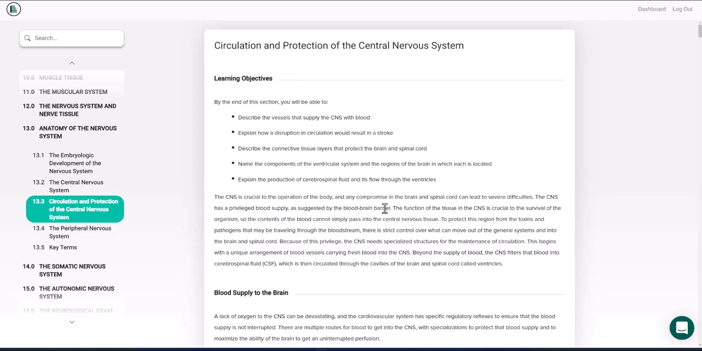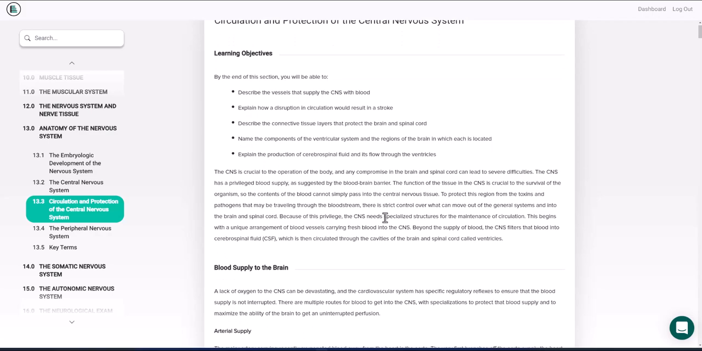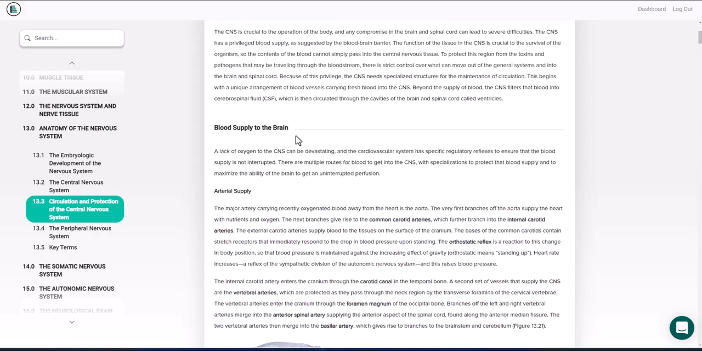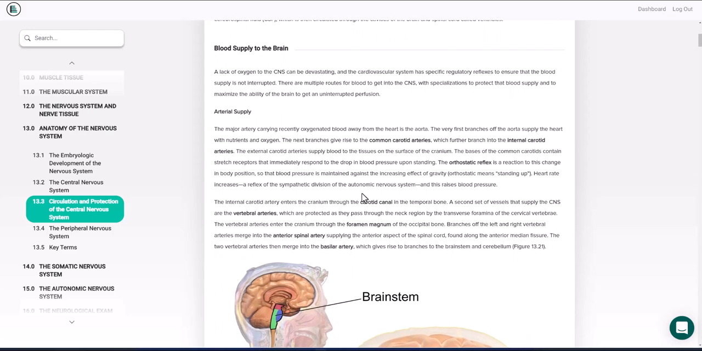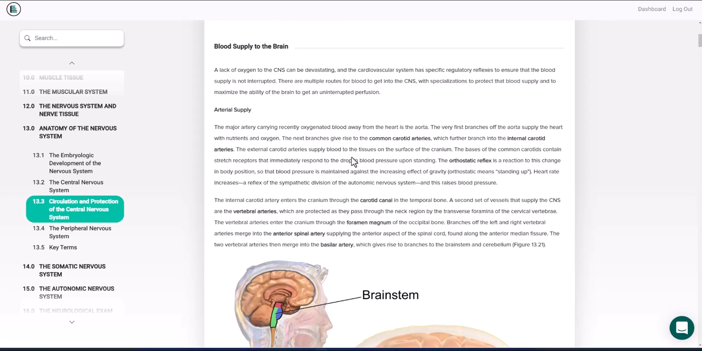And again, we're looking at how the brain is perfused, how does it get its blood flow, as well as the layers and protective structures that protect the central nervous system. So let's start off with the blood supply to the brain. There are four main arteries that are going to carry blood from the heart up to the brain.